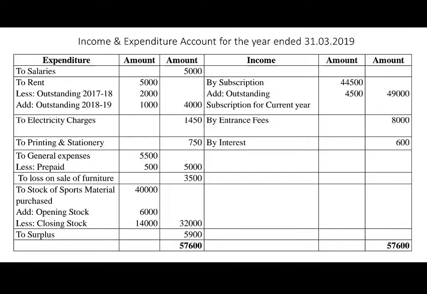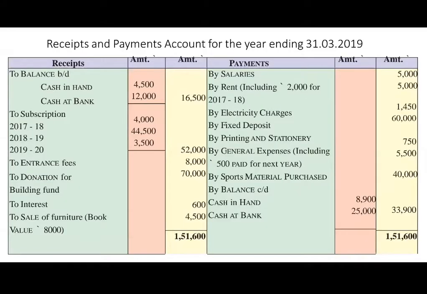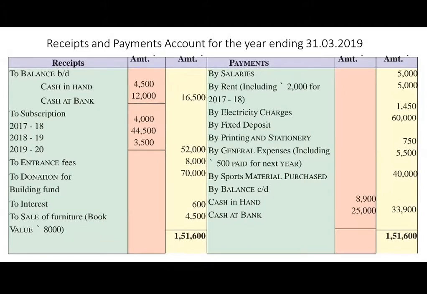Okay, now one by one we will start putting the items into the income and expenditure account. As I said, we will start with the payment side. Which side do you have to start from? Always start from the payment side first. So what is the very first item given? It is by salaries, and it is given 5,000.